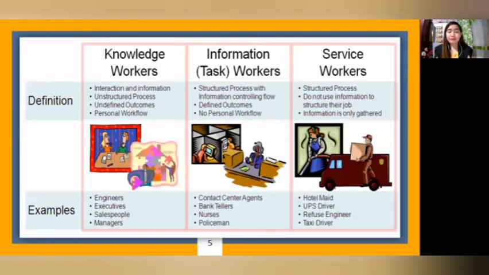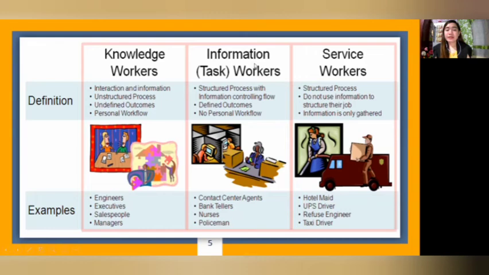Here we have three types of workers. We have the knowledge workers, information or task workers, and lastly the service workers. As you can see, knowledge workers are those workers who interact and work with information. They also have unstructured process, undefined outcomes, and personal workflow. Examples are engineers, executive salespeople, and managers.